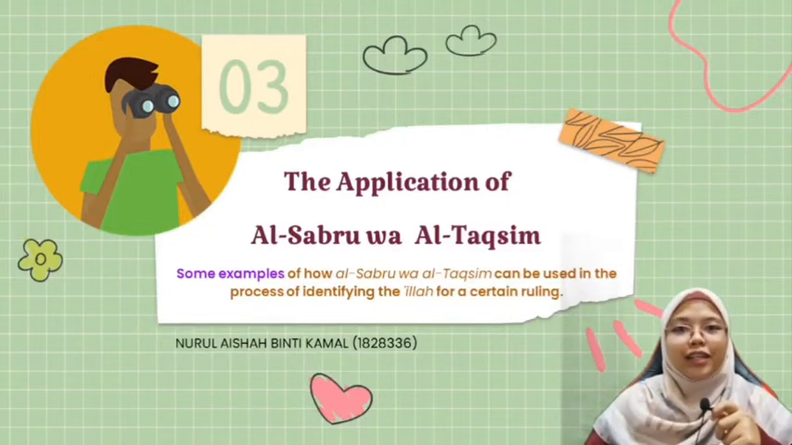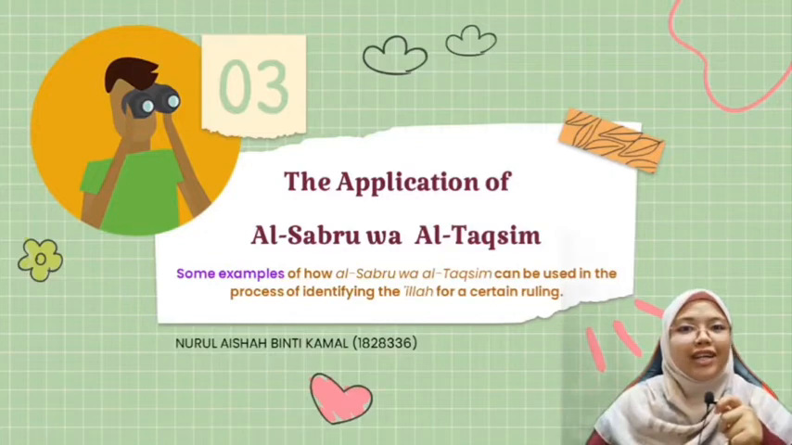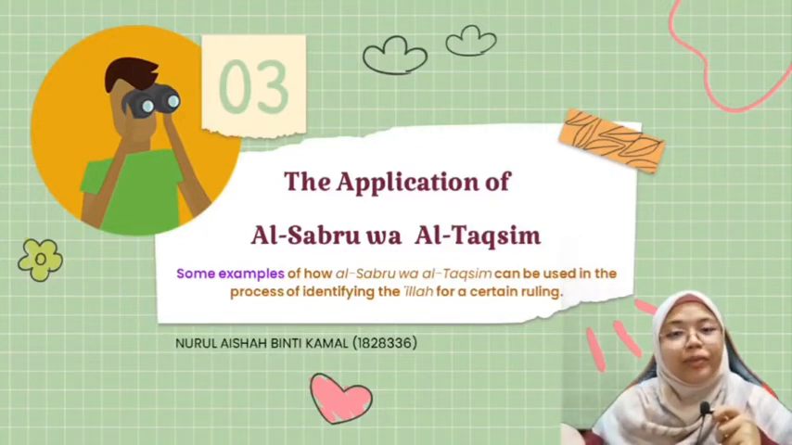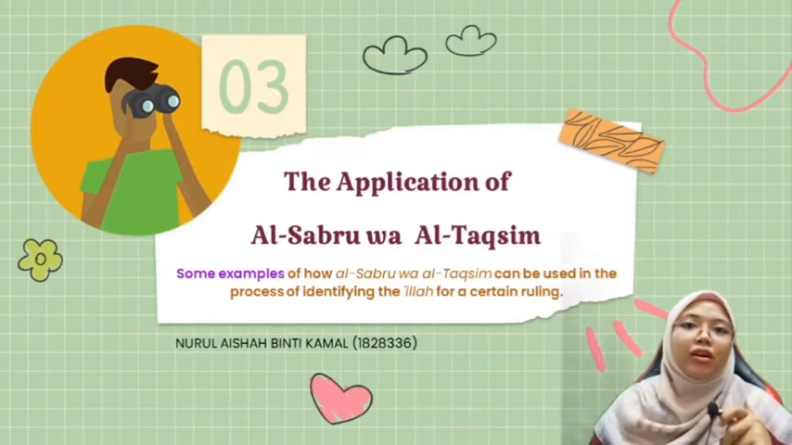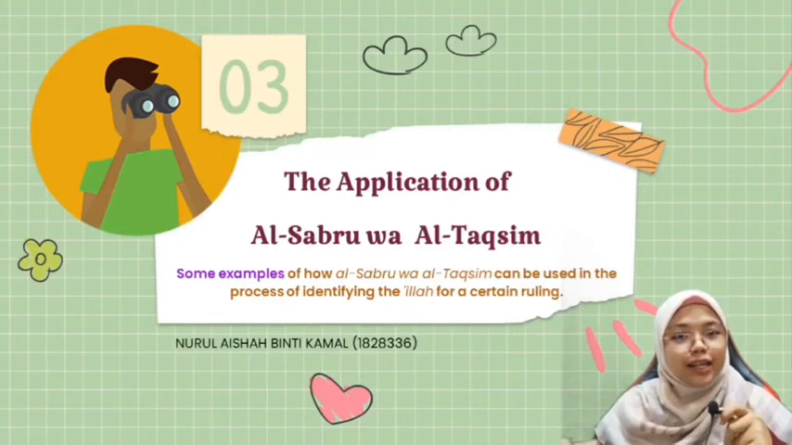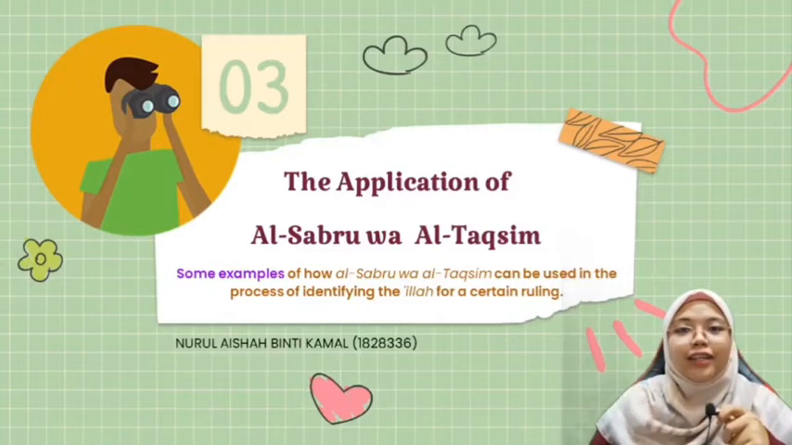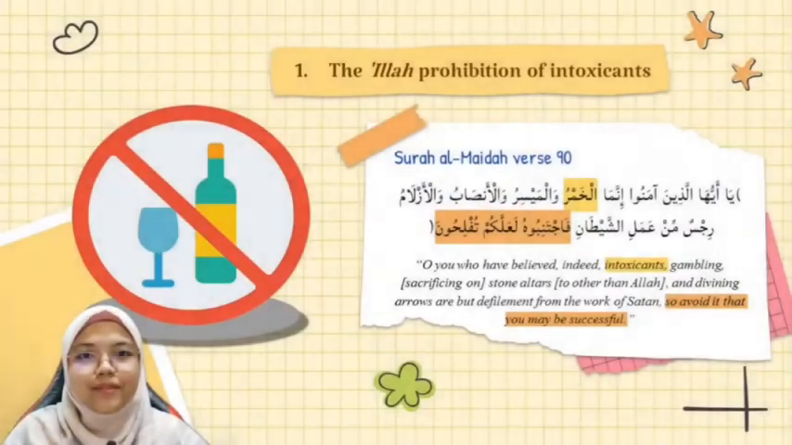And now, I will continue explaining about the application of As-Sabru wa TAQSIM. I will explain through some examples of how As-Sabru and TAQSIM can be used in the process of identifying the illah for a certain ruling. The first example is the illah of the prohibition of intoxicants.